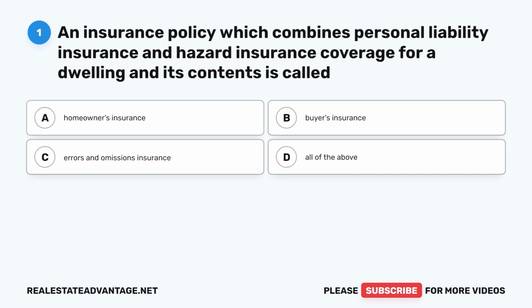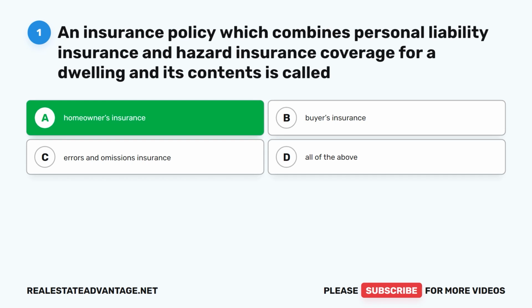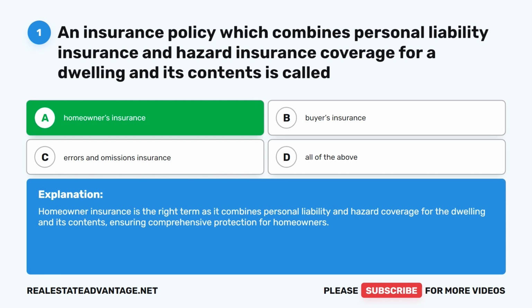Question 1. An insurance policy which combines personal liability insurance and hazard insurance coverage for a dwelling and its contents is called A. Homeowner's insurance, B. Buyer's insurance, C. Errors and omissions insurance, D. All of the above. The correct answer is A. Homeowner's insurance. Homeowner insurance is the right term as it combines personal liability and hazard coverage for the dwelling and its contents, ensuring comprehensive protection for homeowners.